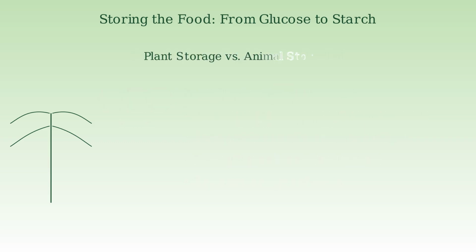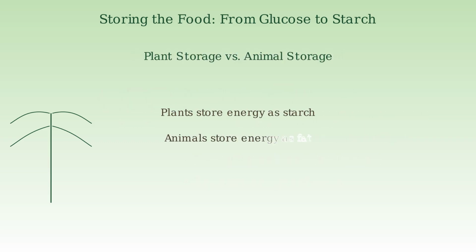This storage system in plants is similar to how animals store energy. Just as animals store excess energy as fat, plants store their excess energy as starch.